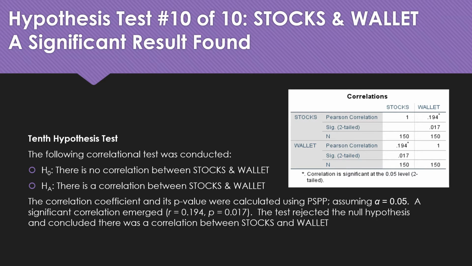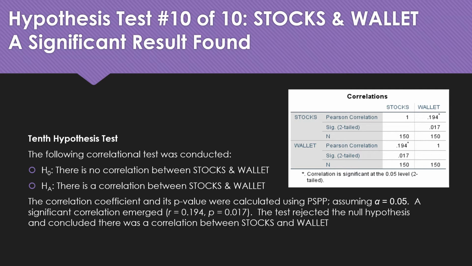And hypothesis test 10 of 10, stocks and wallet, a significant result was found. For the 10th hypothesis test, the following correlational test was conducted. For our null hypothesis, there is no correlation between stocks and wallet. And for our alternative hypothesis, there is a correlation between stocks and wallet.